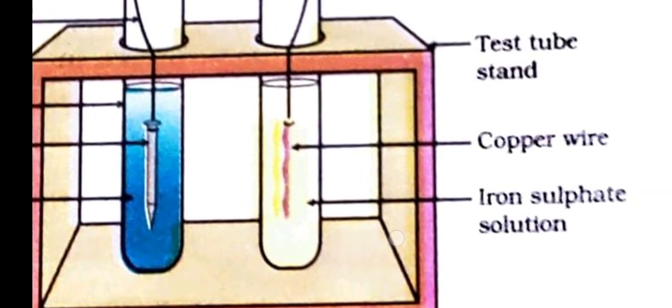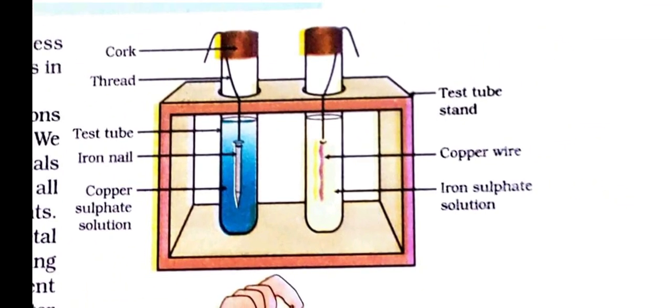And if the question is reversed, why is there no change in the copper wire color? Because there is no reaction happening over there. Copper cannot displace the iron. There is no change in the color of the copper wire.